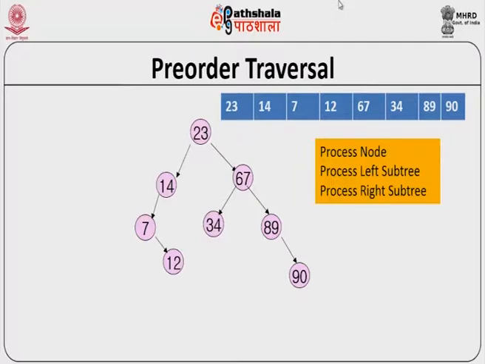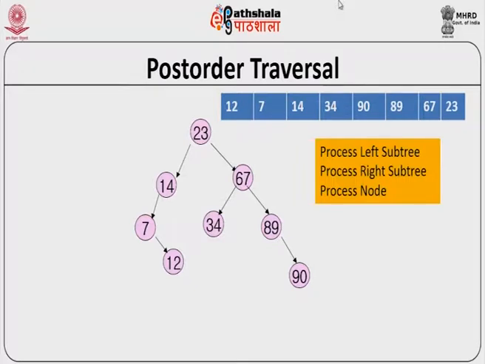Now, similarly, you have post-order traversal. In post-order traversal, remember you have to process the left subtree, process the right subtree and then process the node. So, here again you start with 23, you do not process it, you go to the left subtree of 23, which is 14. You should not process that, you have to process the left subtree of 14, which is 7. If 7 had a left subtree, you would have had to process it, but you do not have a left subtree.